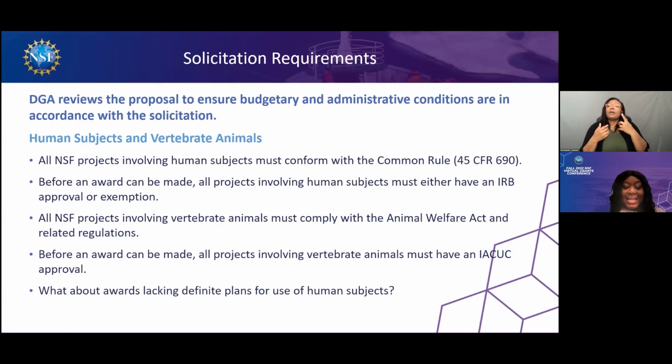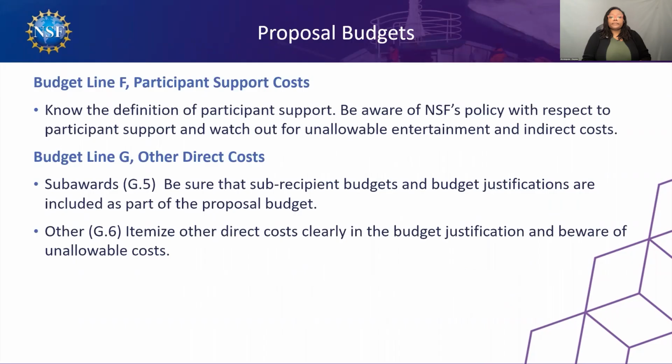What about awards lacking definite plans for use of human subjects? Okay, there is also a certification that you can receive from the IRB that states that your project lacks definite plans for use of human subjects. However, once you get awarded, you cannot work with human subjects. It's still not an approval for you to move forward with working with human subjects. You cannot work with human subjects until we receive a certification from the IRB, which states that it's either approved or exempt.